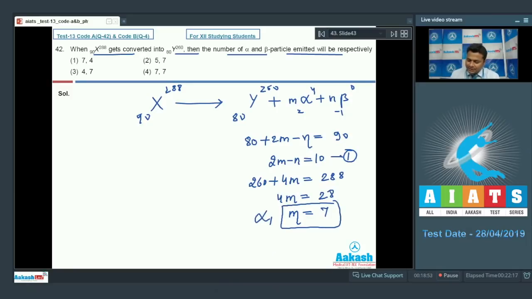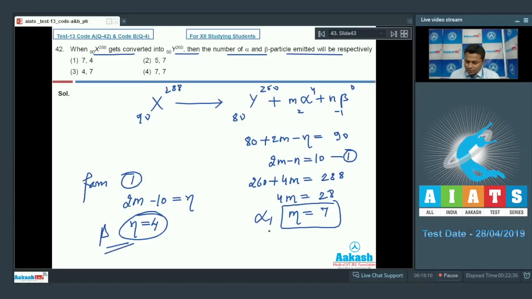Now let's go for the beta. From 1, we have 2m minus 10 equals n. So m is 7, 2 times 7 is 14 minus 10, that is 4. So number of beta particles is 4. So alpha 7, beta 4. Option number 1 is absolutely correct. Now move on to the next, that is 43 number.